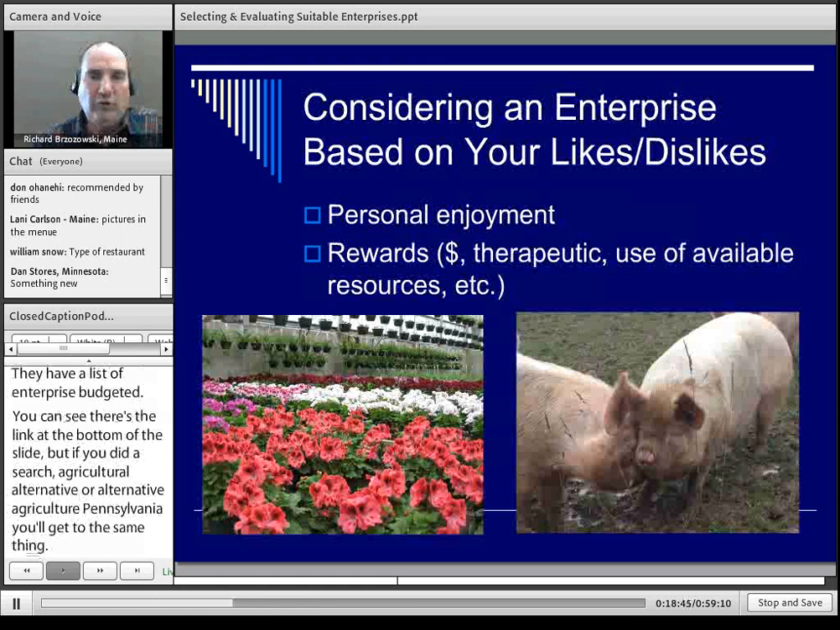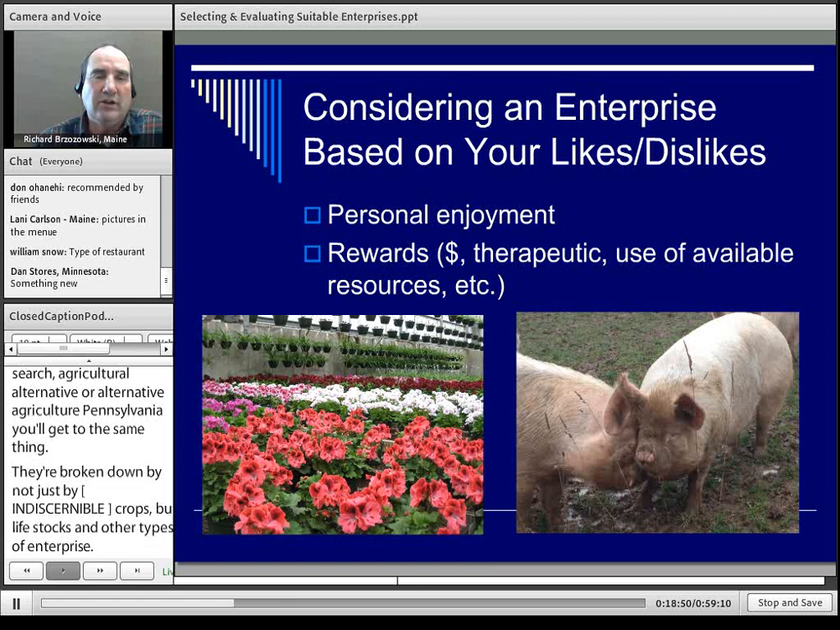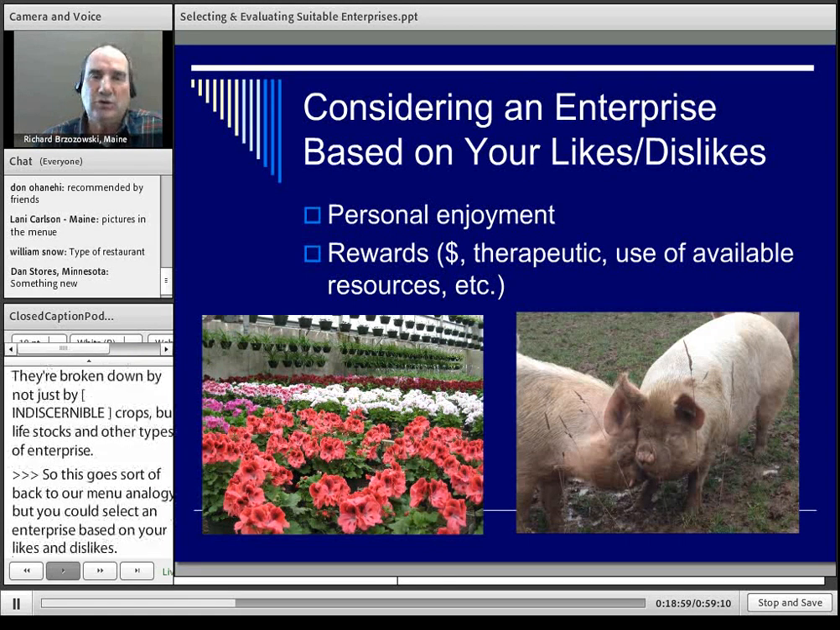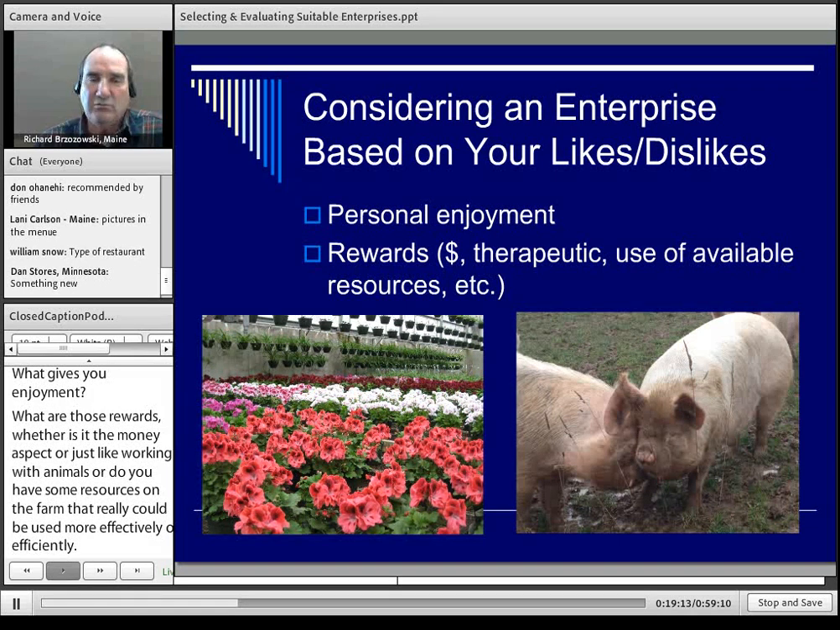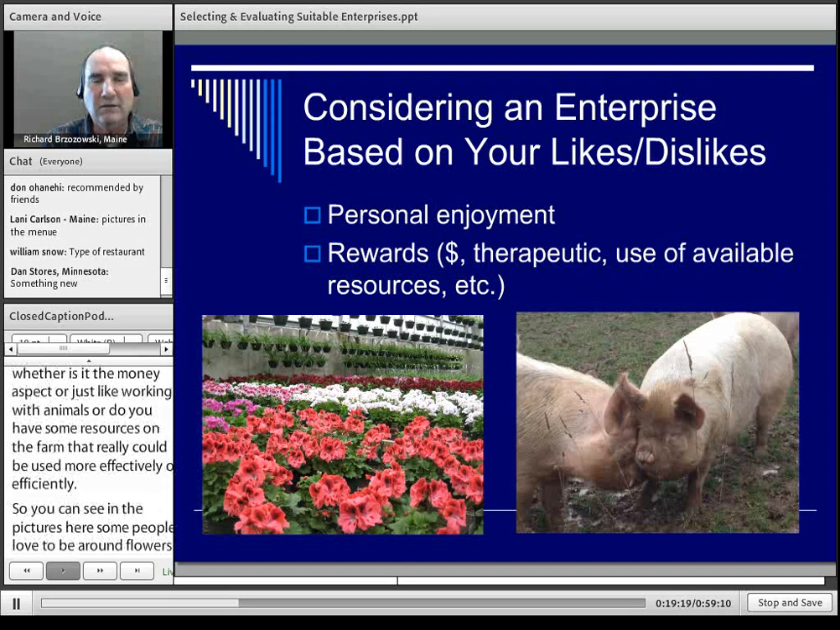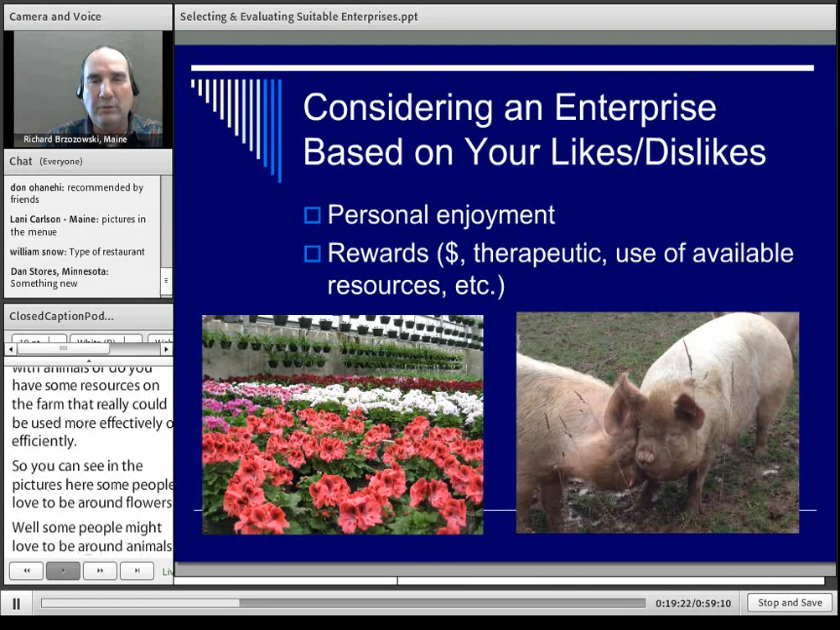So this goes sort of back to our menu analogy, but you could select an enterprise based on your likes and dislikes. What gives you enjoyment? What are those rewards? Is it the money aspect, or do you just like working with animals, or do you have some resources on the farm that really could be used more effectively or efficiently? So you can see in the pictures here, some people love to be around flowers. Well, some people might love to be around animals. These are Middle White pigs. They're pretty ugly pigs, but they're quite efficient, and they do well in certain environments. So people will choose an enterprise based on what they like.